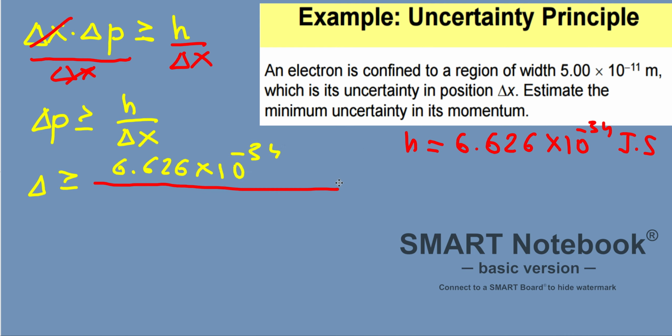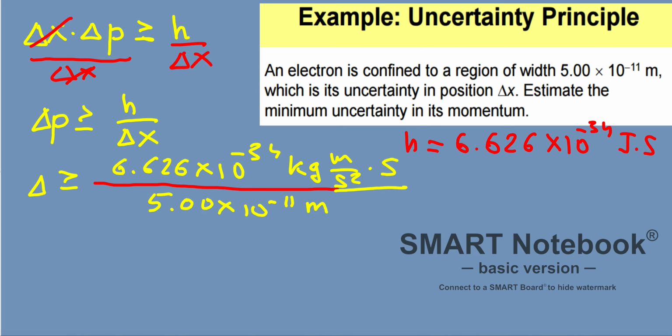But instead of the joule, we know the joule is the unit Newton times meter, and Newton is kilogram times meter per second squared. Let me plug in those units, kilogram, meter per second squared. But we already know here is a second times second. And what else do we have? Delta x is 5.00 times 10 to the minus 11 meter. So those are the units.